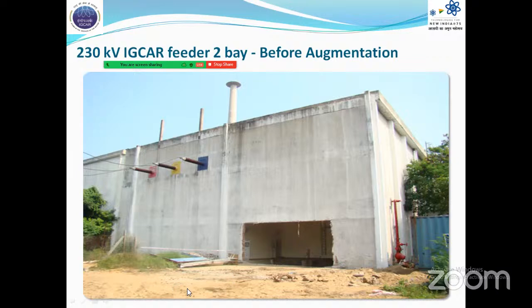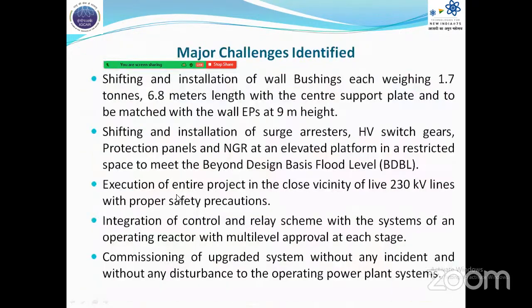This is the place where we have planned for installing this new transformer within a higher elevated platform. This is the 230 kV bay which is feeding power supply to Bhavini, that is PFBR construction. So in this project, the following major challenges we identified.